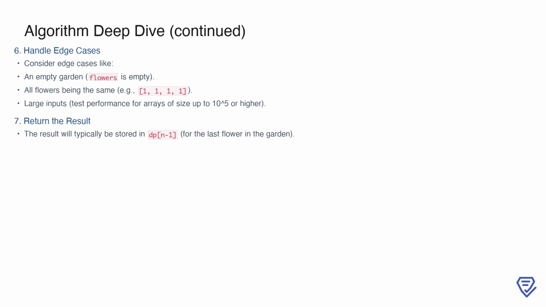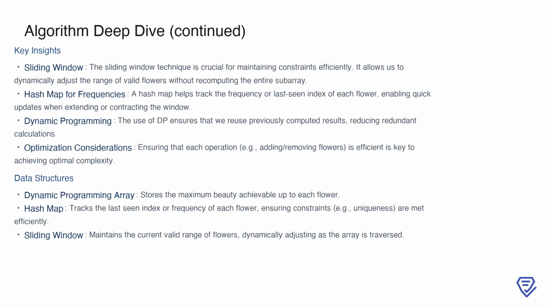Once these edge cases are addressed, the final result can be returned. Typically, the result will be stored in dp[N-1], which represents the maximum beauty achievable for the entire garden. This step ensures that our solution is both correct and efficient for all inputs. Several key insights emerge from this approach.